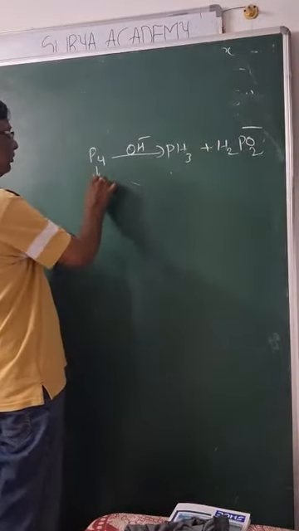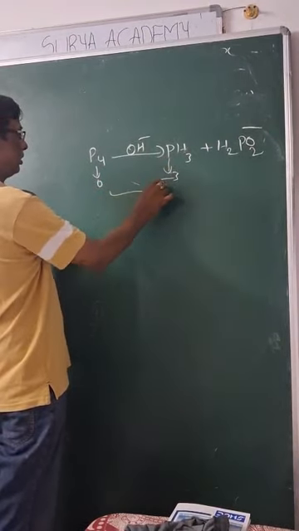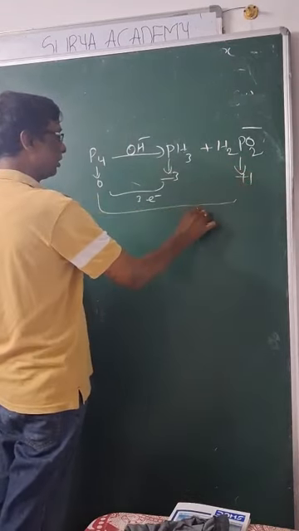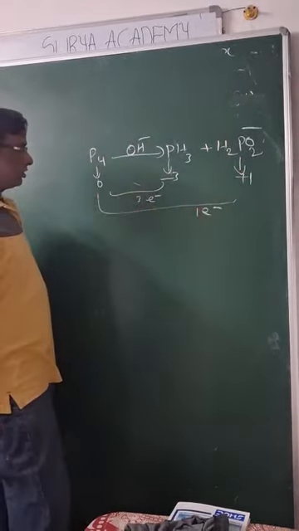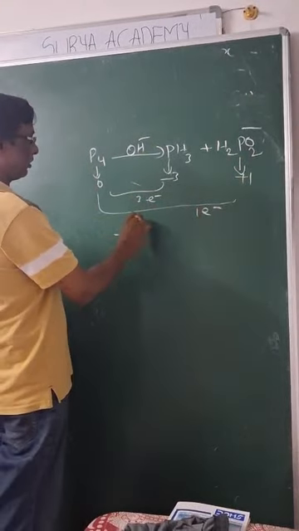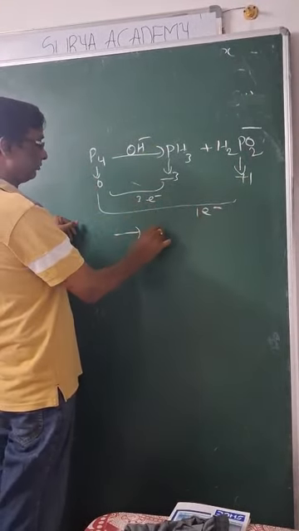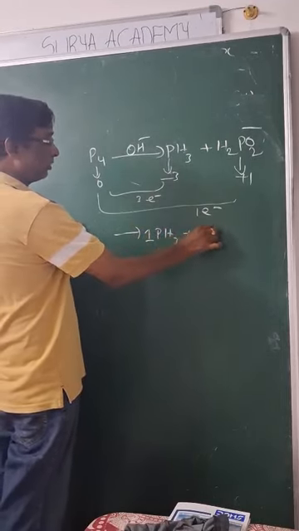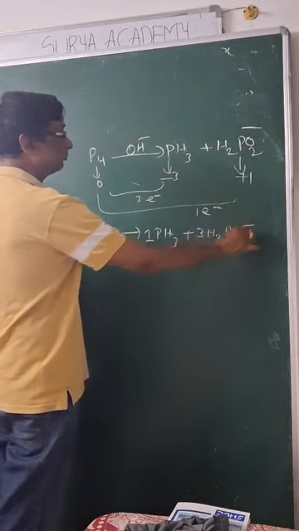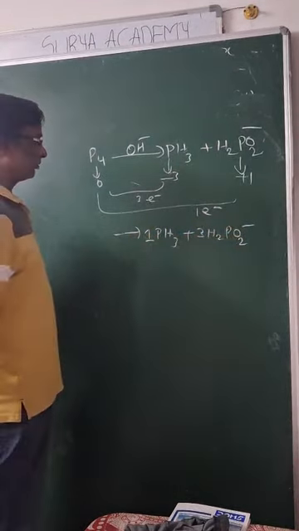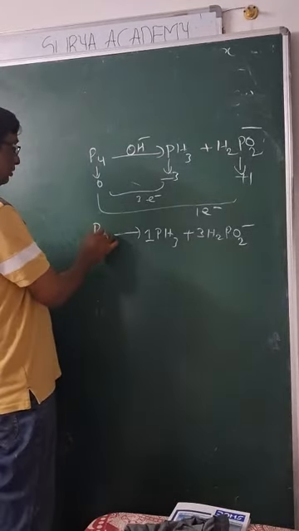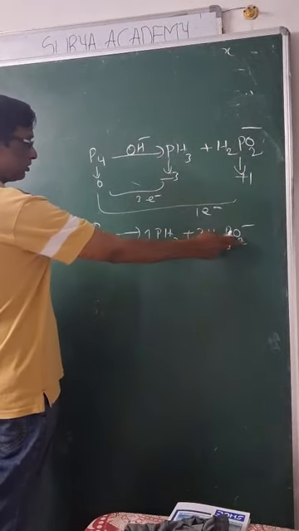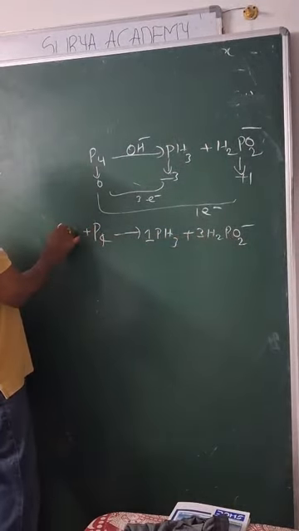Here 0 to minus 3, 3 electrons. 0 to plus 1, 1 electron. Crisscross on the right hand side: here 3 electrons, here 1 electron. 1 PH3, 3 H2PO2 minus. Phosphorus is balanced. Next, oxygen. How many oxygen? 6. To balance oxygen, add water.